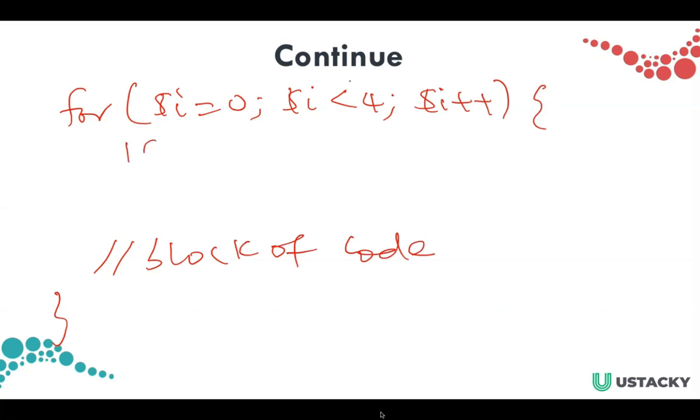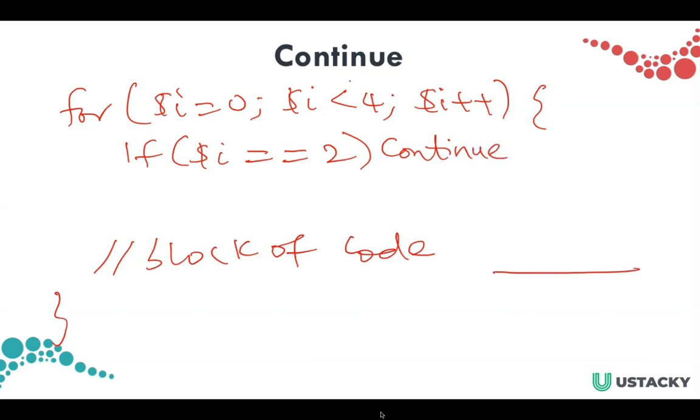At the point if $i equals 2 and you want to continue here, the difference is that, let us do it graphically. This is your starting point, which is 0, and this is the increment. In the first iteration, $i is 1, and this condition is false.